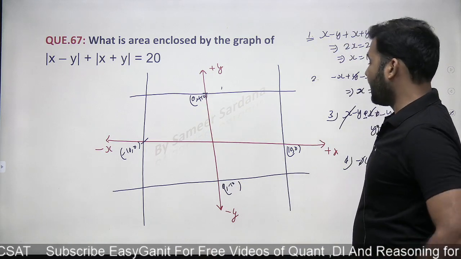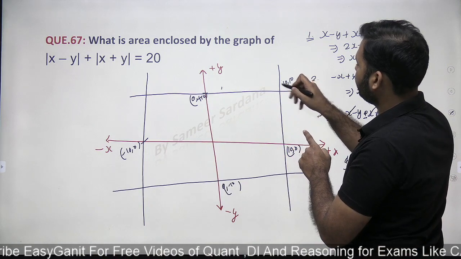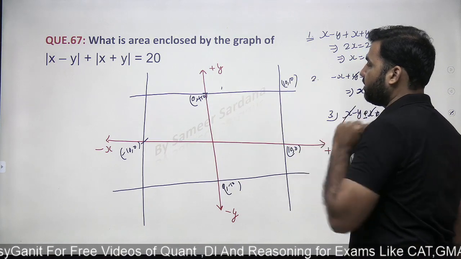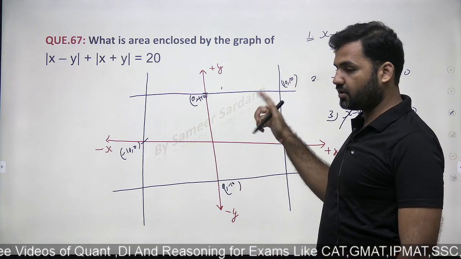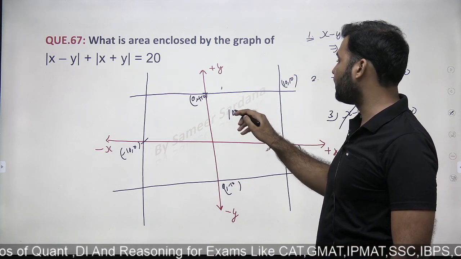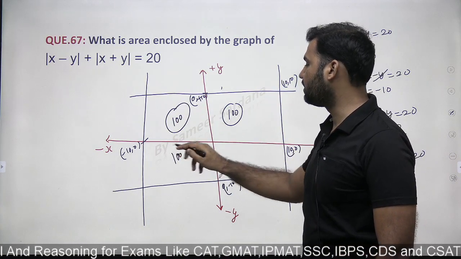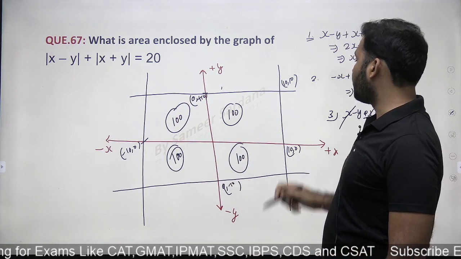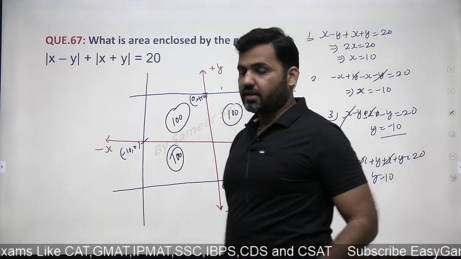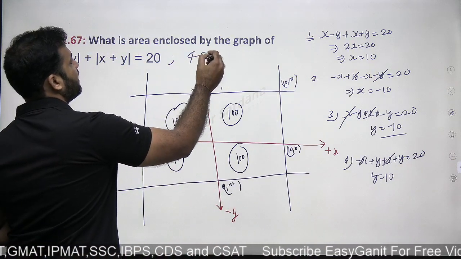Okay. Now you see that this is the point of intersection, 10, 10. Right? Now this is a square shape where length is 10, height is also 10. The area would be 10 into 10, that is 100. This area will also be 100. This area will also be 100. This area will also be 100. Total area will be equal to 400. Therefore, the answer to the question will be equal to 400.